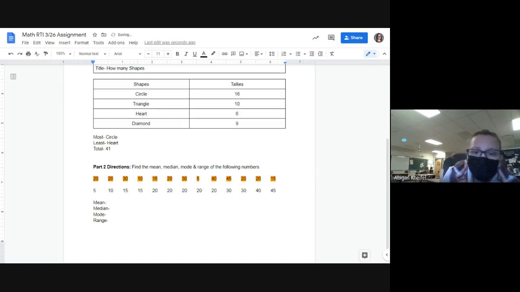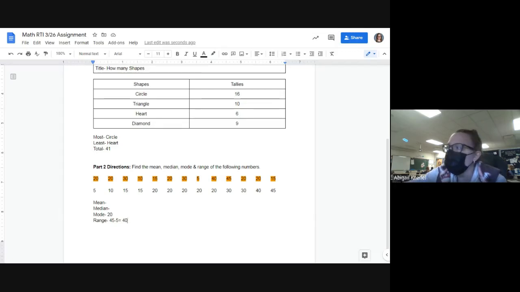So I like to do my easiest one first, which is the mode. The mode is the most used number. Most used was 20. Some of you guys also said 15 and 30. 15 and 30 were only used twice. 20 was used 5 times. So the mode was definitely 20. Now the range was highest number minus lowest, which was 45 minus 5, which equals 40. So your range should have been 40.